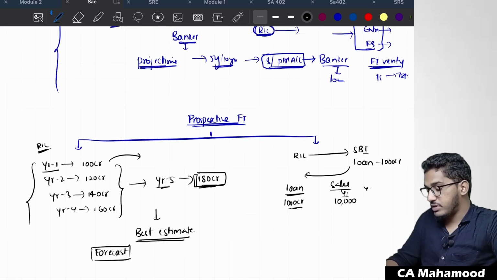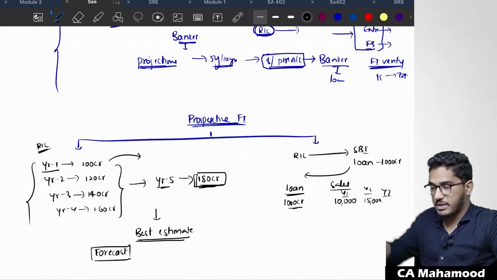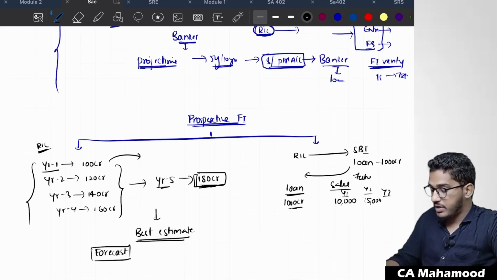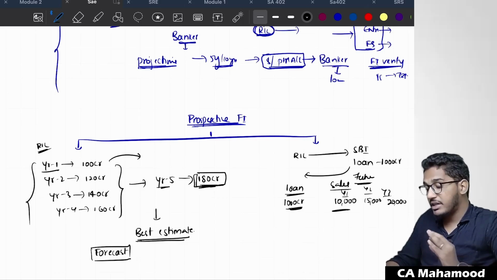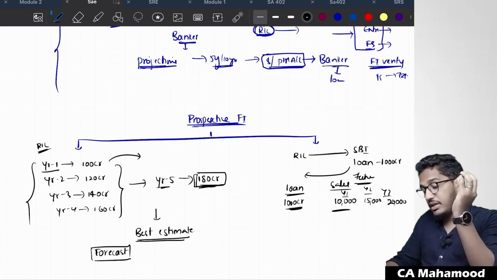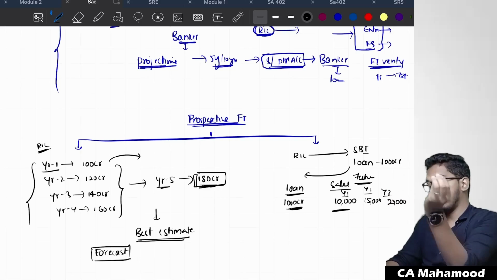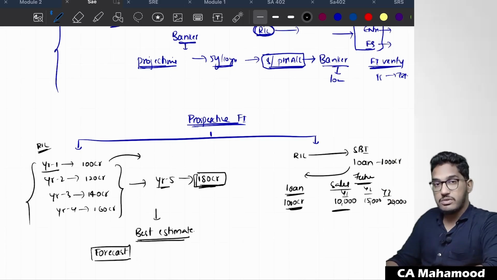Year 1, it will be 10,000 crores. Year 2, it will be 15,000 crores. Year 3, I'm talking about future years, it will be 20,000 crores. So if you give us the loan, we will invest it in the plant and machinery. Because of that investment, we will make 10,000 crores in year 1, 15,000 crores of revenue in year 2, and 20,000 crores in year 3. So this kind of projection they have prepared.